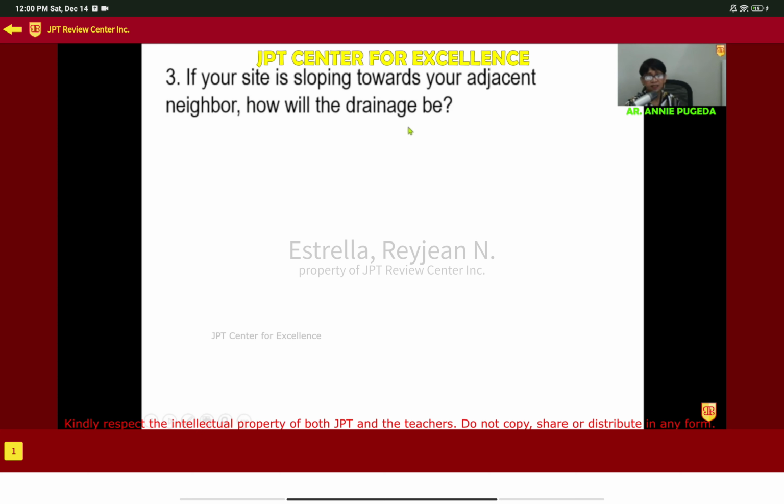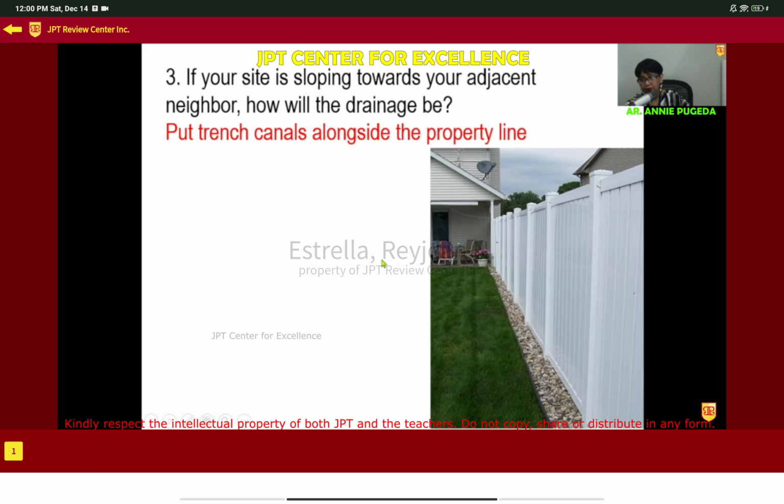If your site is sloping towards your adjacent neighbor, di ba kasi pababa yun sa road? Ito ngayon pababa doon sa kapitbahay mo. How will the drainage be? So, parang may canal system ka sa gilid ngayon. Trench. Okay? Alongside the property line. So, ganito. Halimbawa, pababa dito. Okay? Pababa. So, ayan na po.